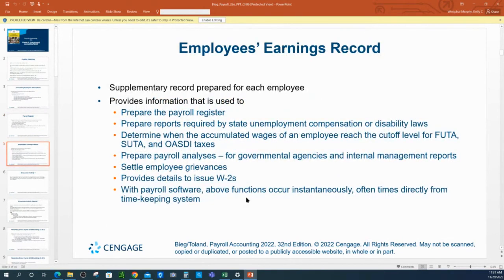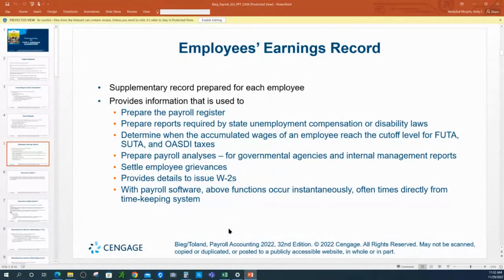All right, so employee earnings record, again, we've talked about this. The employee earnings record is used in order to prepare the payroll register. First off, all that information has to be transferred from the employee earnings record over to the payroll register. The employee earnings record is the record for each individual employee, and it is cumulative, so everything that they've earned for the year. It is used to prepare all sorts of reports.